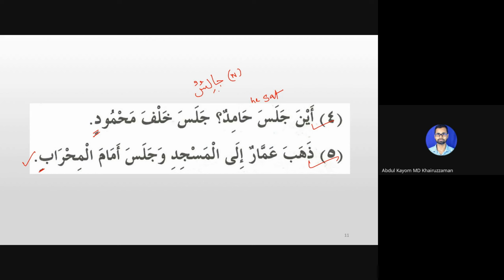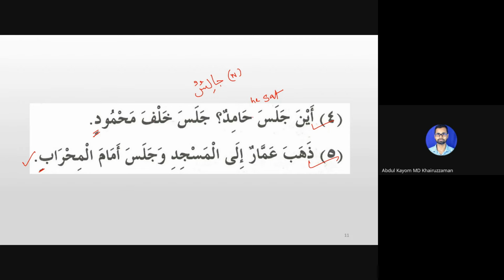If I say ana jalisun, I'm sitting. So I'm sitting now. It is continuous, right? Jalasa means he sat. He may not be sitting now, but he sat in the past. That action has been completed. So when the action is completed, that is Arabic past tense. Whenever you have a past tense, that means the action has been completed already. So jalasa is a past tense verb. He sat maybe yesterday or just a few minutes before, but he may not be sitting now.